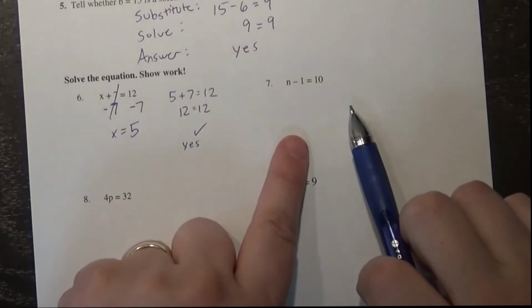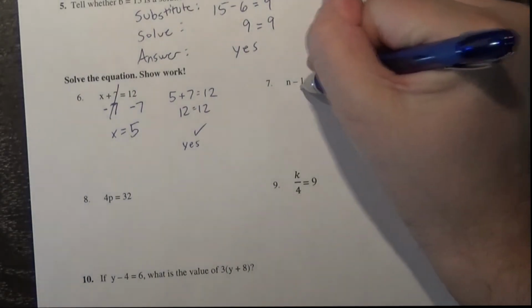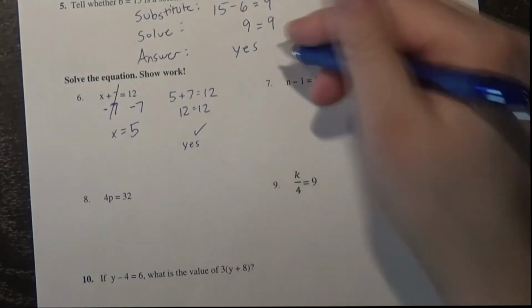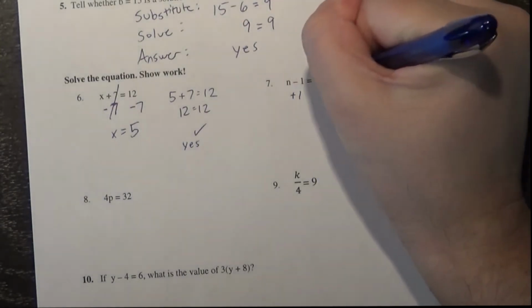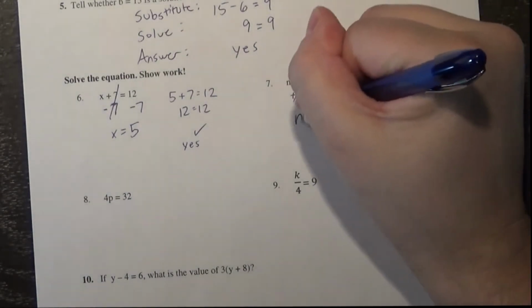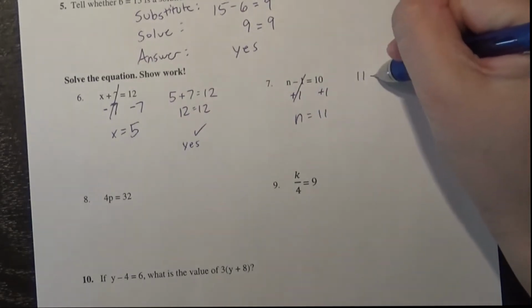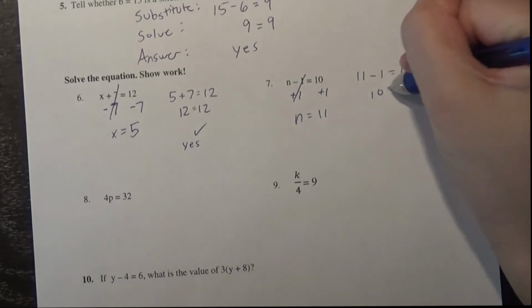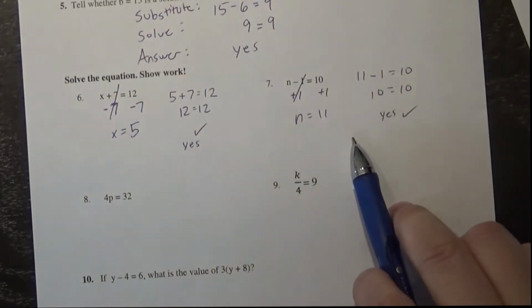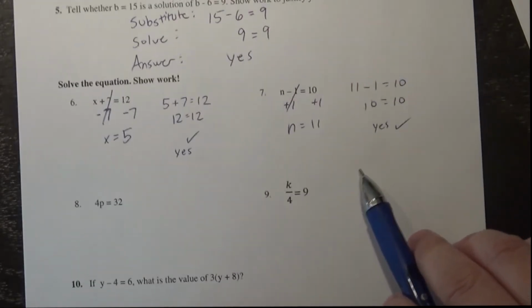I'll do the same thing for number 7 now. It says n minus 1 equals 10. I'm going to look here and see what's there with the variable n, keeping it from being alone, and it's minus 1. So I'll use my inverse operations, and I'll add 1 to both sides. These will cancel out, so I have just n, and then 10 plus 1 is 11. I'll check that by substituting, and it turns out that 10 does indeed equal 10, so I know for sure number 7 is correct. Right? No one should miss these because we can always check them and make sure we're right.